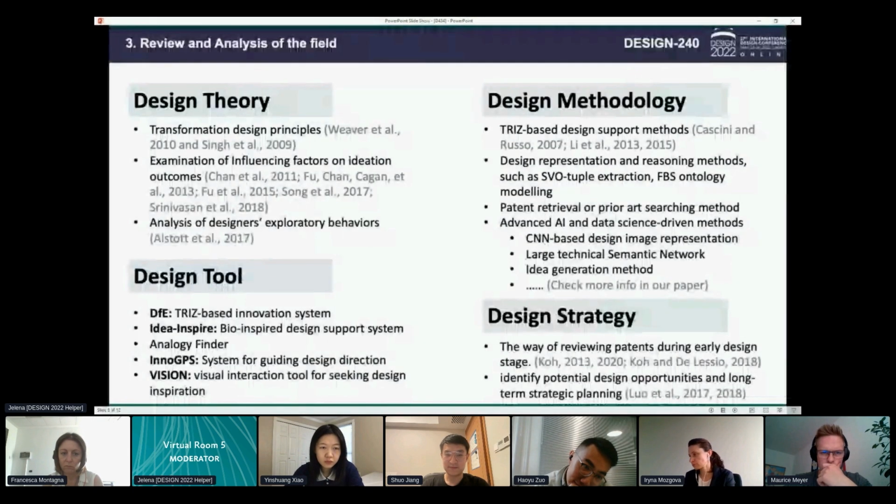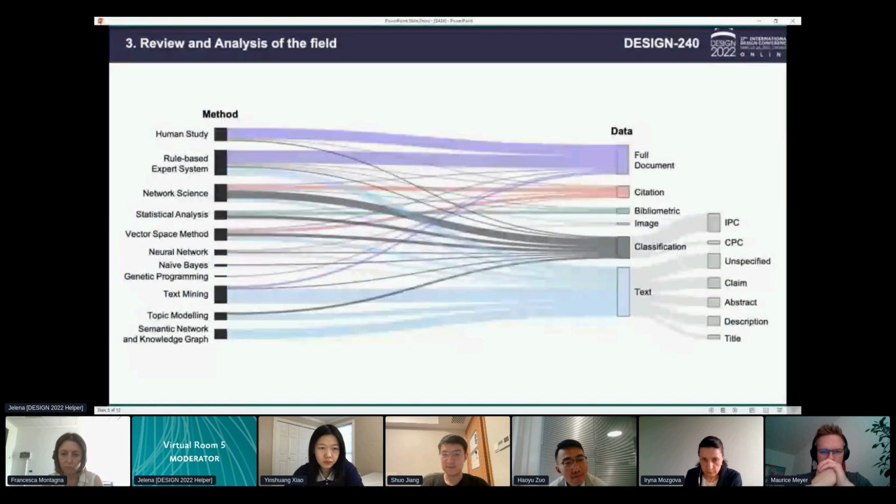Then we reviewed all the retrieved 58 papers in detail. Because of the time limitation, we cannot summarize this content one by one. You may check our paper for more details about them. This figure presents a visual summary of the algorithm and the data parts of existing patent for design studies and the coupling of the 2 dimensions. One research may adopt multiple methods on multiple data sources. The different line color denotes different data parts of patent documents.